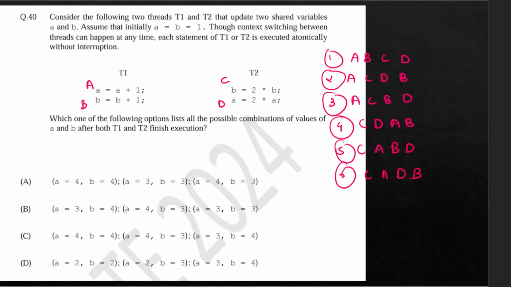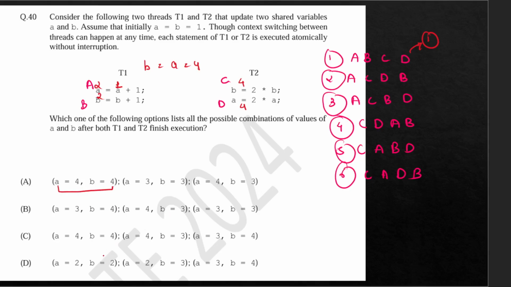Now let's understand how different outputs are generated when we interchange the execution order. If we see A, B, C, D, in this sequence we start with A equals 1 and B equals 1. A, B, C, D. So A will have value 2 now. After that, B will also have value 2. After that, this will have value 4 and this will have value 4. So A and B both will be updated to 4. So this is the case we are going to get: A is equal to 4, B is equal to 4.